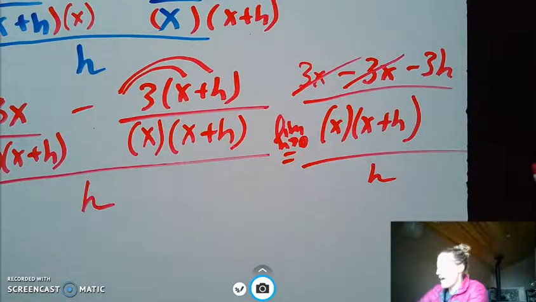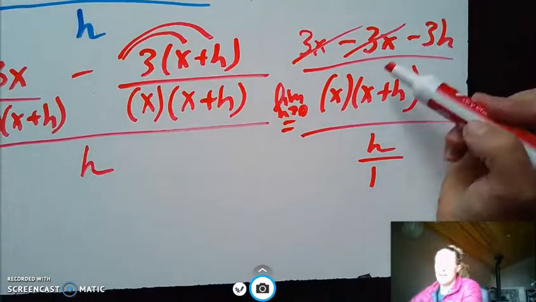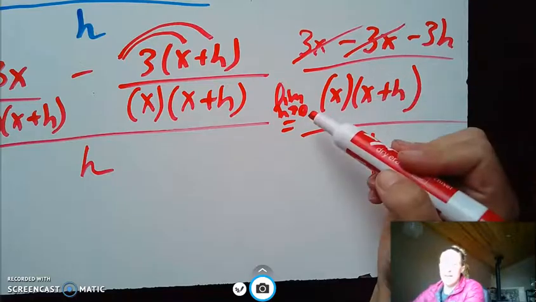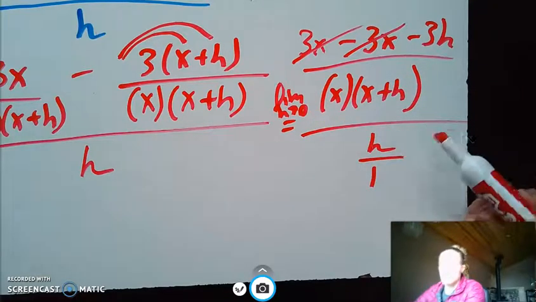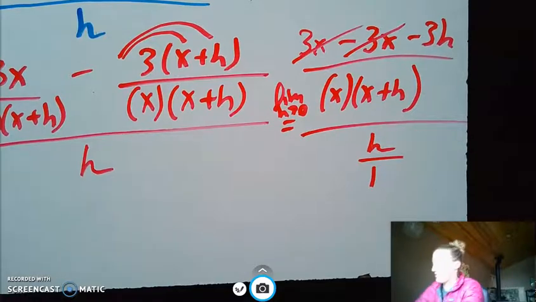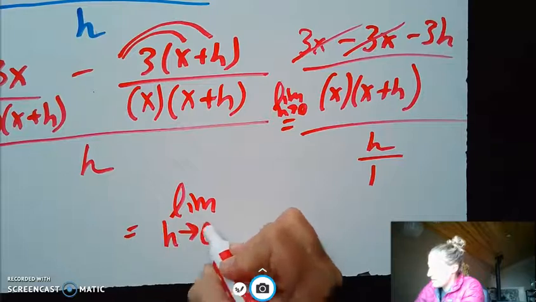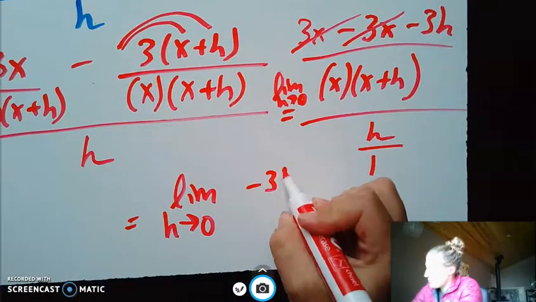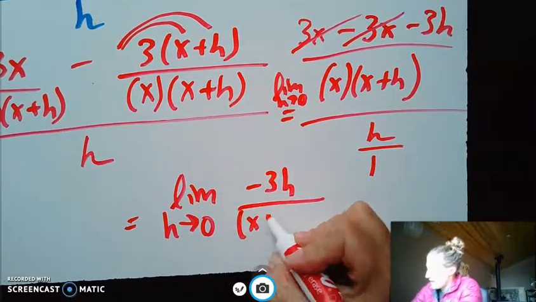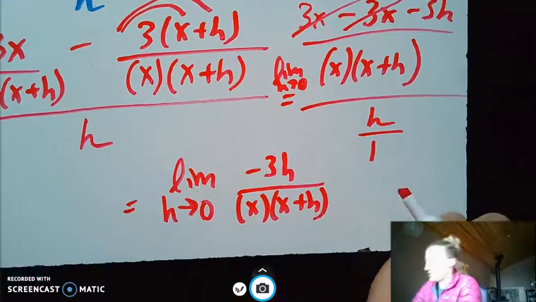So now we have a fraction over another fraction. And so what we're going to do is keep this fraction the same, change division into a multiply sign, and flip the second fraction. So it's like multiplying by the reciprocal. So that leaves us with the limit as h goes to 0 of -3h on the top and x times x plus h on the bottom. You could distribute that or not, doesn't matter.